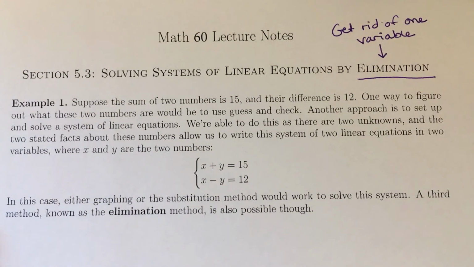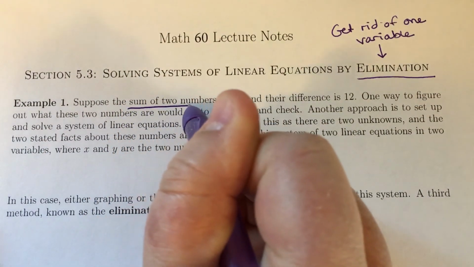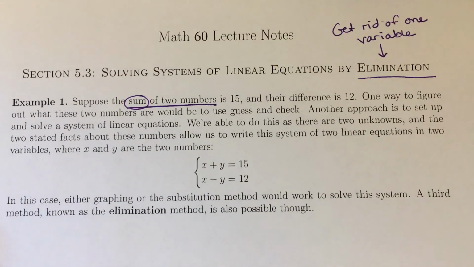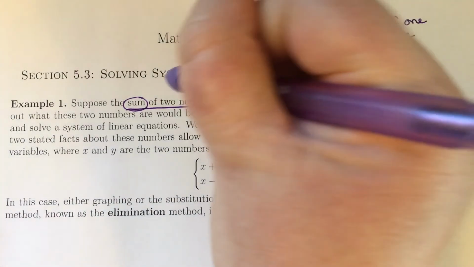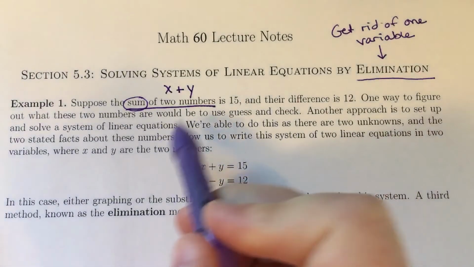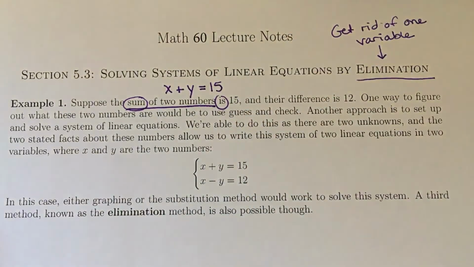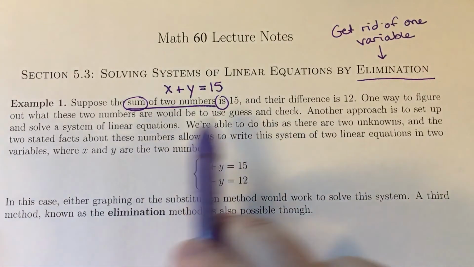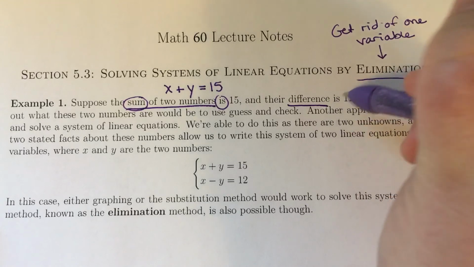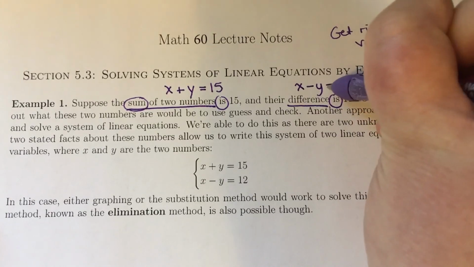So suppose the sum of two numbers is 15. Right away, as I read through a word problem, I'm writing it down. It says the sum of two numbers. Hopefully you remember from the very beginning of this term that sum means to add. So the two numbers I'm going to call x and y. So this says that x plus y, and "is" means equals, 15. That's the first statement. Then it says their difference is 12. Difference means subtraction. So x minus y equals 12.